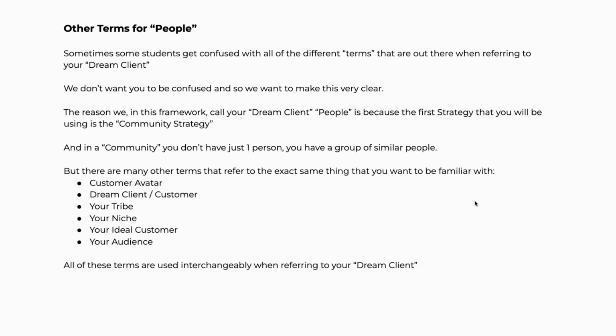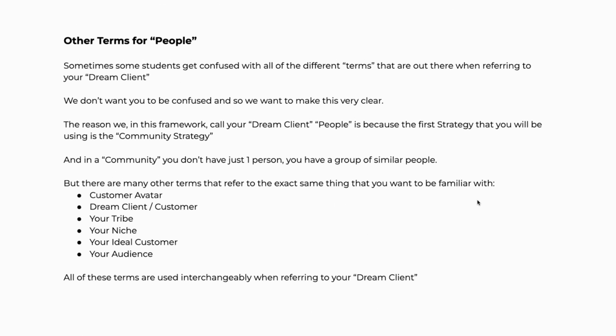Now, the other point that I want to mention here is that sometimes some students end up getting a little bit confused with the terminology. And obviously, if you know anything about our methodology, we talk about how clarity of speech is clarity of thinking because words are just labeled thoughts. It's important to be extremely precise in the way that you are speaking. So let's actually define a few terms here when we talk about dream client, people, niche, like what's going on here?